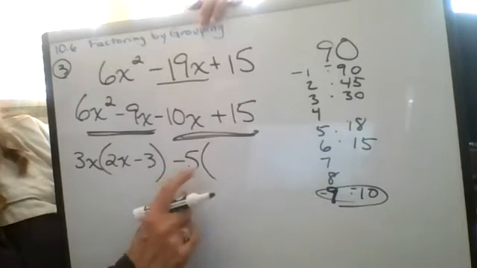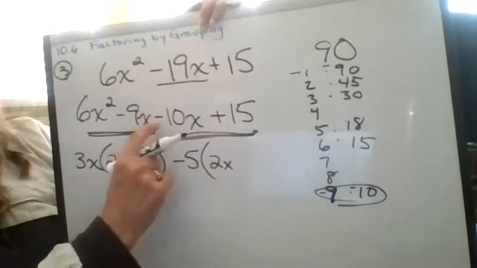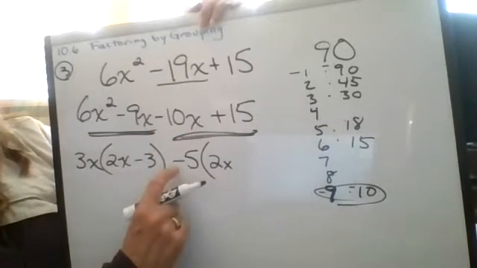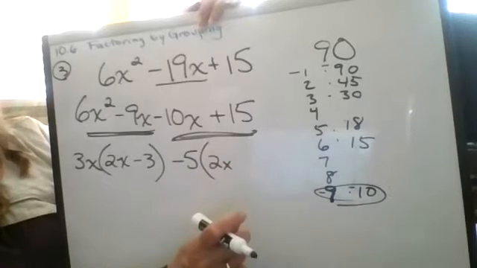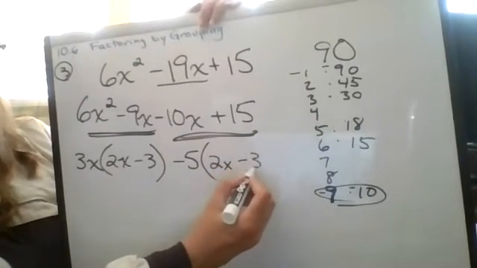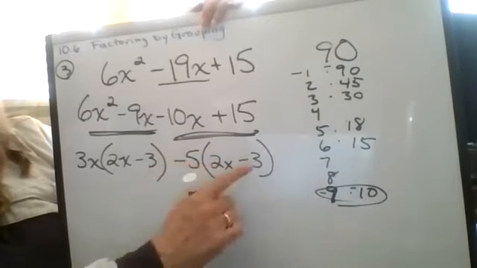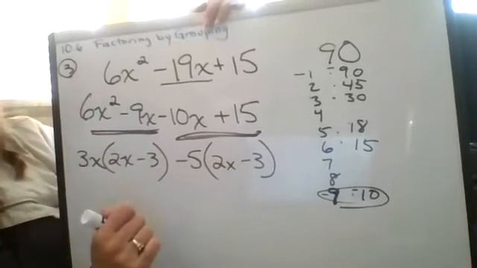And watch what happens this time. Now I'll multiply -5 times 2x and watch what I get. Of course, that's -10x. And -5 times what gets you +15? -5 times -3 gets you +15. So negative times negative is positive. And look, it's a match exactly like we wanted.